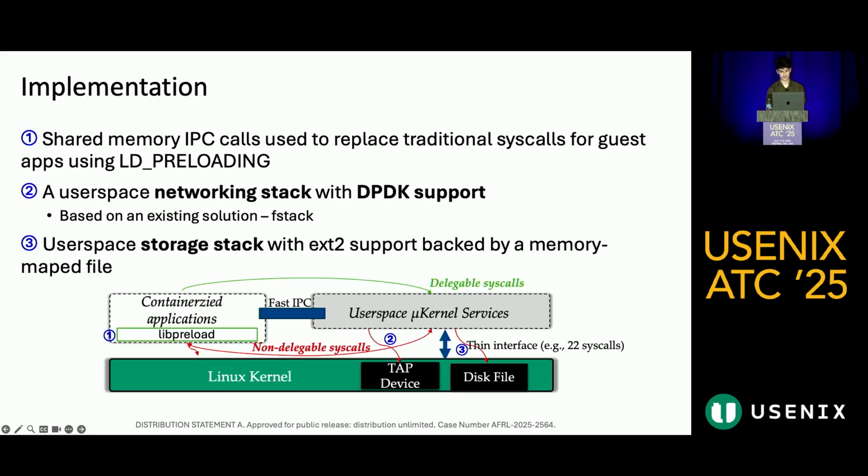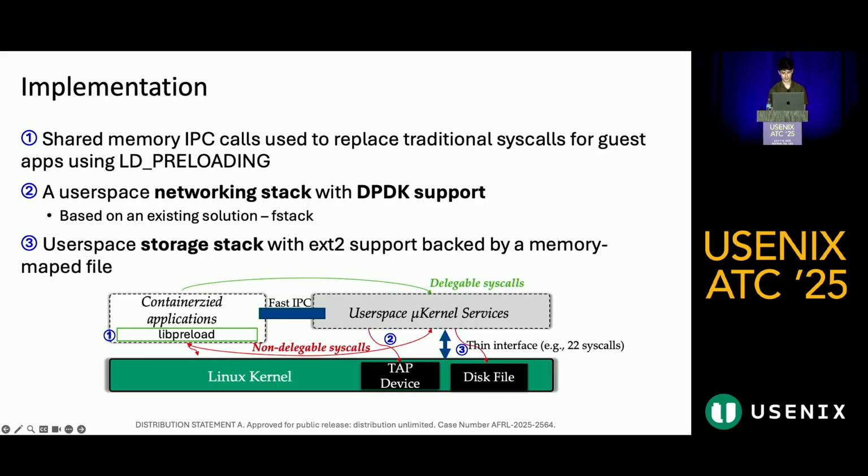Each fstack instance binds to a tap device, allowing multiple containers to share a physical NIC, a critical capability for scalability in cloud environments. Third, we built a user space file system service that emulates an X2-like storage stack. It's backed by a memory-mapped file, enabling efficient file operations without involving the host kernel for most tasks. This approach avoids kernel double caching and supports high-throughput I/O, particularly for workloads like Redis or FIO benchmarks, as we will show later in our evaluation.